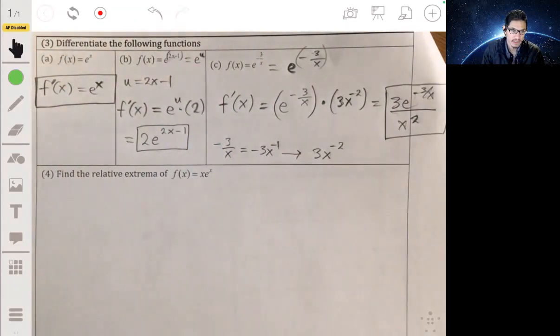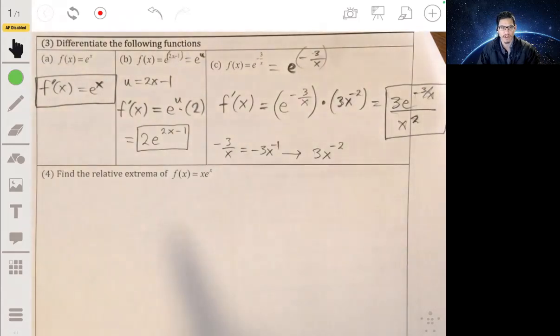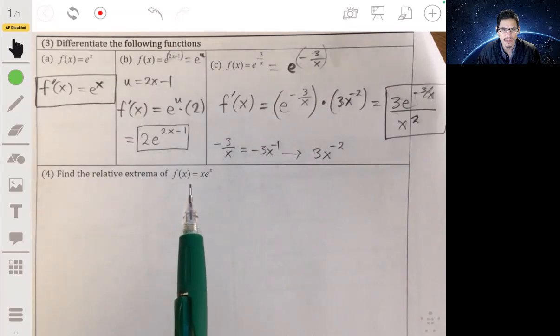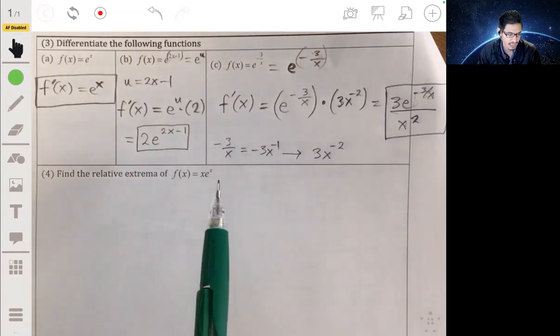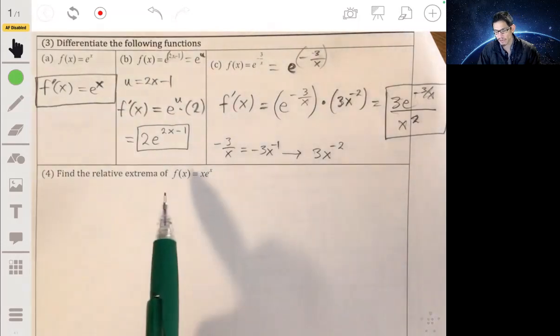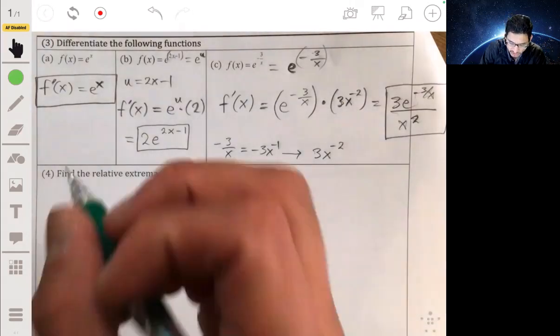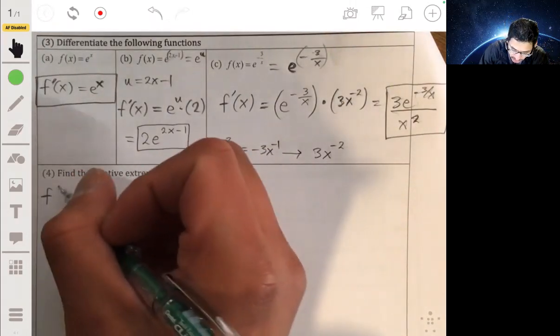Okay, now let's go through a more involved problem involving the stuff we covered in chapter 3. Let's find the relative extrema of f of x is equal to x times e to the x. So remember, to find relative extrema, you essentially want to find the local minimum or maximum. And for that, we have to find where the derivative is undefined or where it's 0. So first, we have to find the derivative.